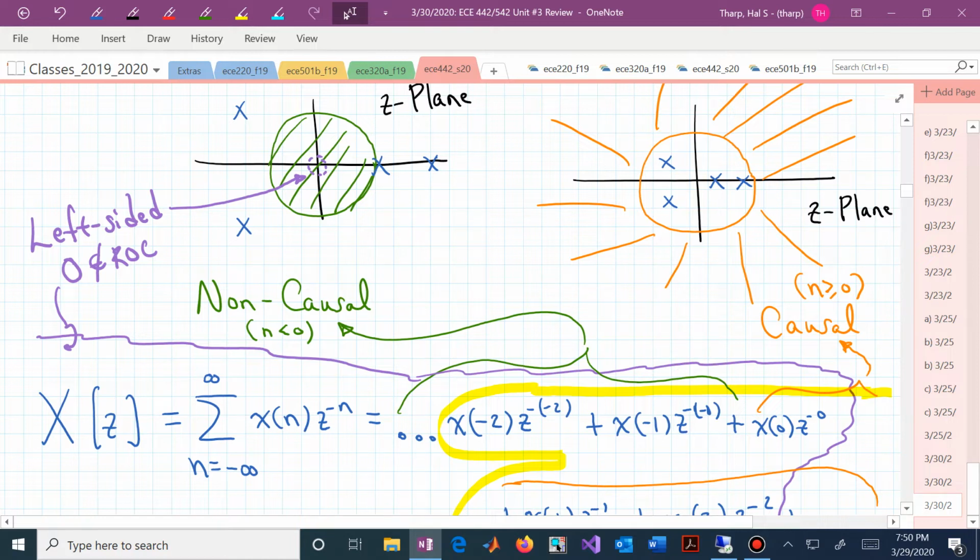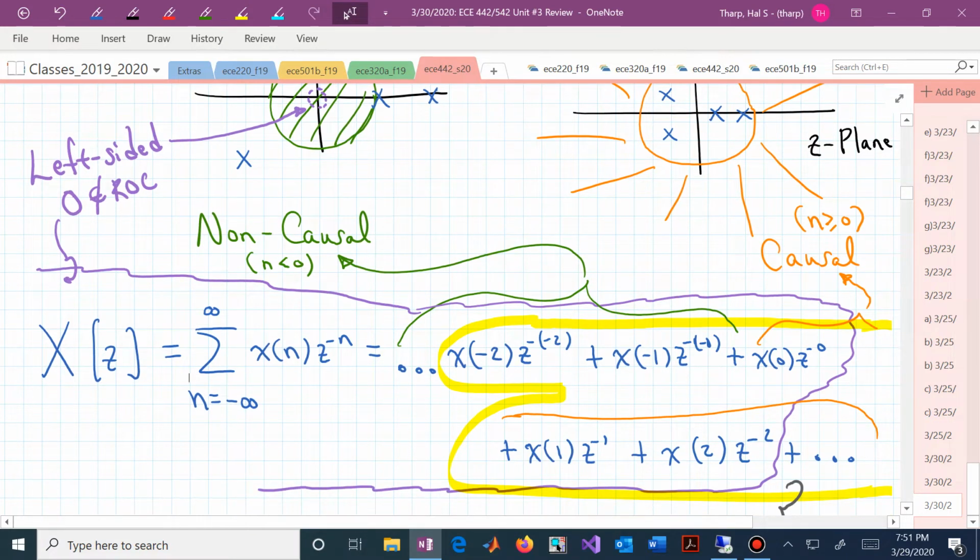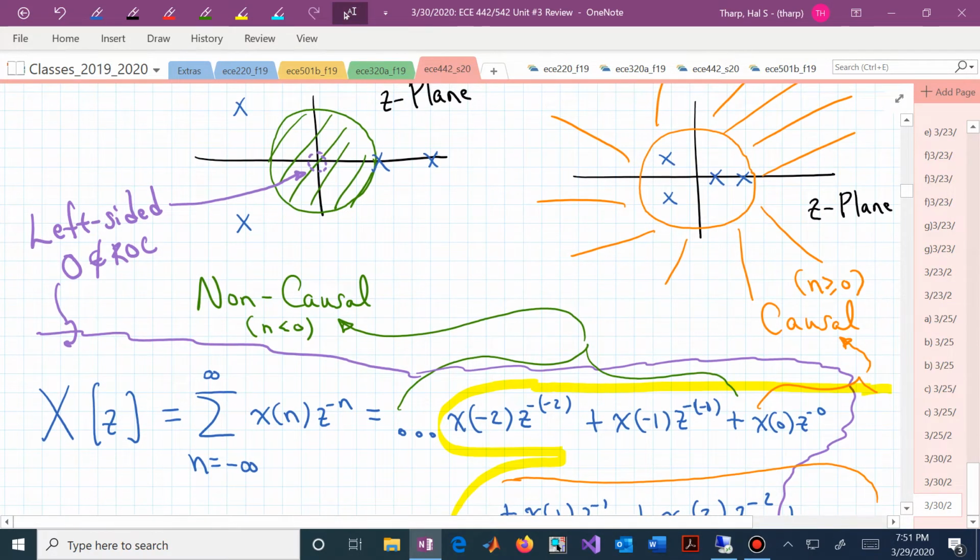So a left-sided is more general than non-causal. Non-causal means that the indices are negative. A left-sided means that you can actually allow a finite number of non-negative indexed values of little x of n present in your z transform.